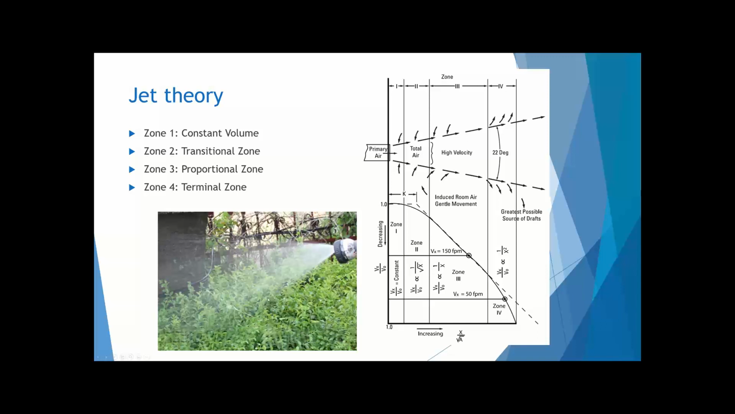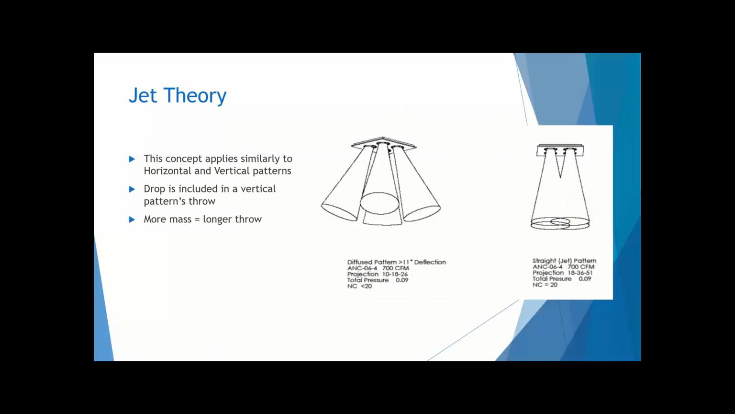That stream is spread out, and it's dropping at an interesting rate, so that once you're into this zone 4, the terminal zone, you're dropping down into about 50 feet per minute in that occupied zone. So let's look at an example. By the way, this concept applies similarly to horizontal and vertical patterns.